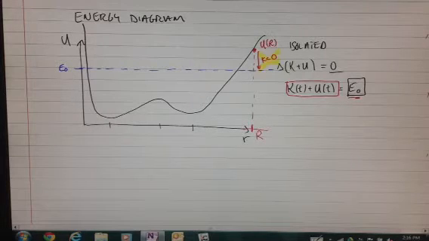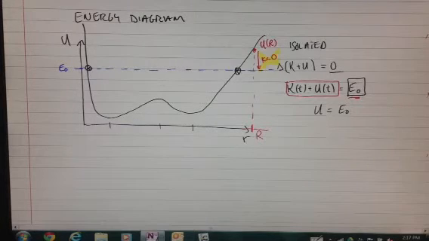The least you can get is when the kinetic energy is exactly 0. If the kinetic energy is exactly 0, all the energy in the system is just the potential energy, and that happens at these two spots. That's the only spot where the potential energy matches the total system energy, and that's where the system has to stop. There's no kinetic energy there.